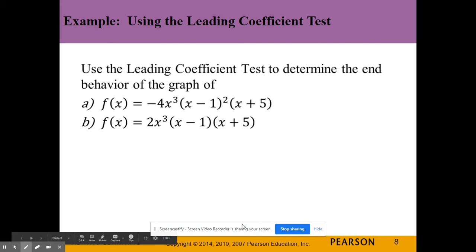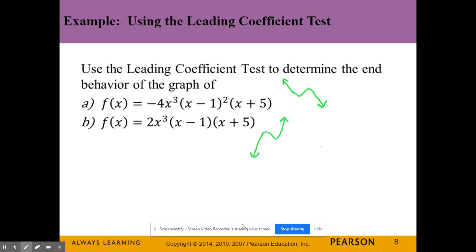So for this one, for part A, the degree is odd, so it's going to be split. The fact that the leading coefficient is negative means it rises on the left and falls on the right. For part B, since the degree is odd again, they are going to be split, but since the leading coefficient is positive, it's going to be the opposite of what the last one was. So it's going to fall to the left and rise to the right. And again, that comes straight from that chart we looked at 2 slides ago.